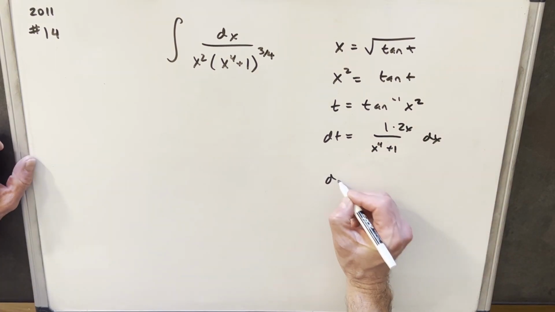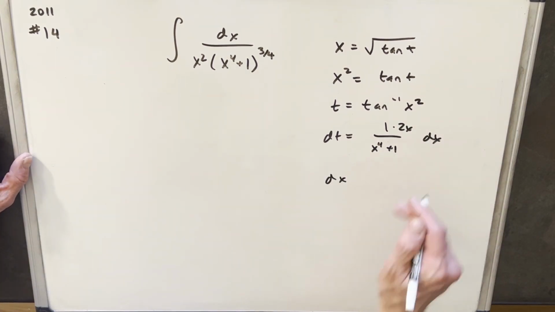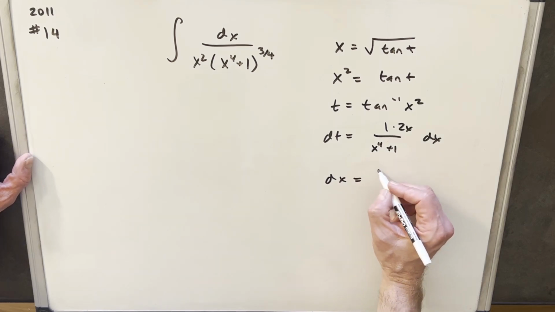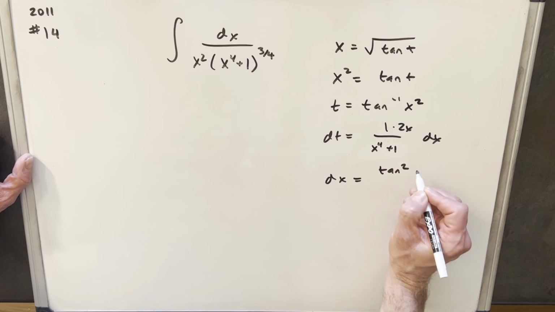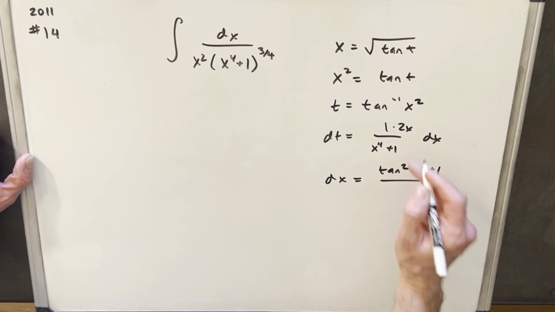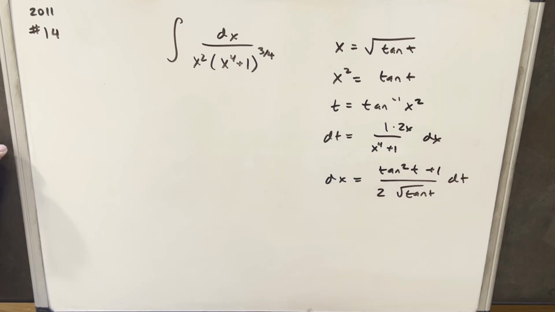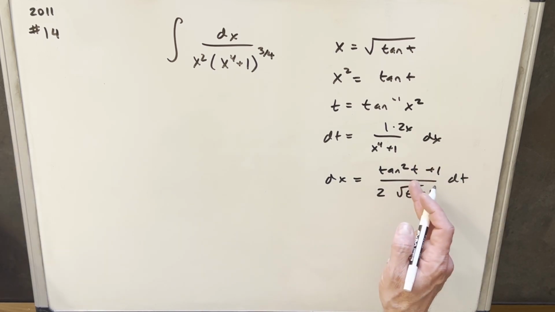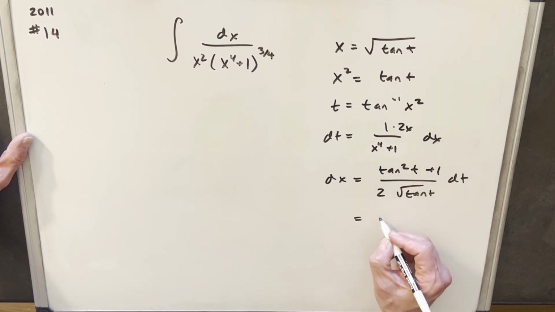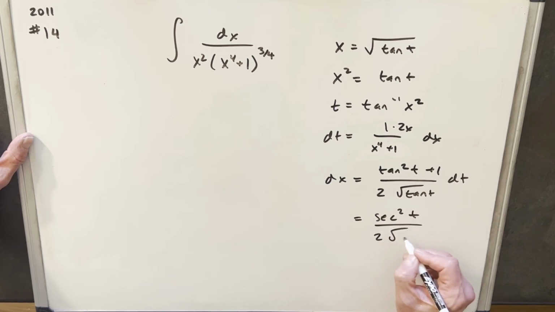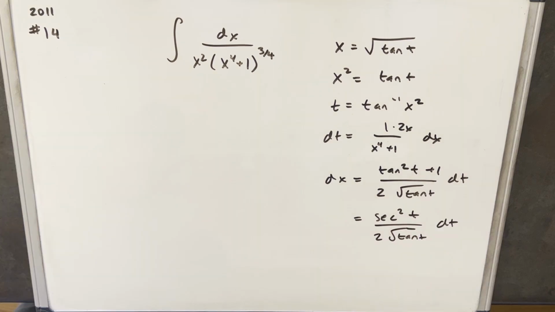But we want to get this thing in terms of t. We'll take a reciprocal here. So our x to the fourth plus 1 is going to give us tan squared t plus 1. And 2x is going to be 2 square root of tan t. Then one other thing we can do, there's an identity for tan squared t plus 1. That's just the same thing as secant squared. So we're going to have secant squared t over 2 square root of tan t. Okay, now we have everything we need.